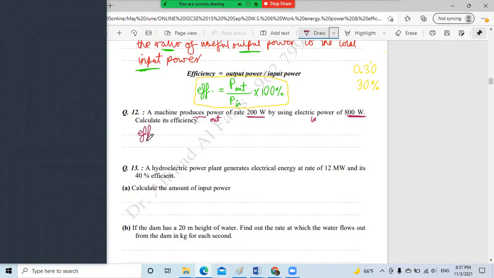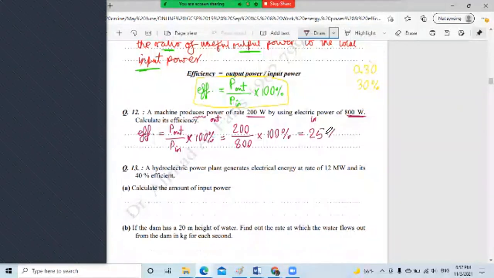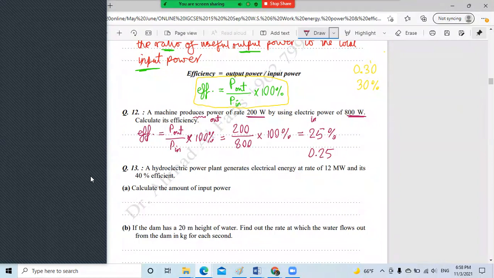Yes, thank you, Adham. It's 25%. So it's power out divided by power in times 100%. And by using calculator, you don't put percent in the calculator. It will be 200 divided by 800 multiplied by 100%, and the answer is 25%. Or you can write it 0.25. Both are accepted, but not 0.25%. Don't mix it up.